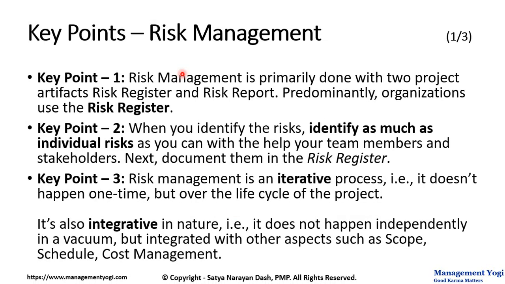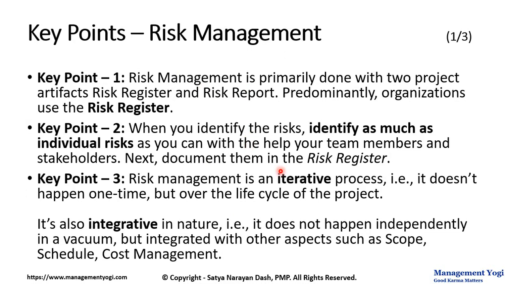Key point 1. Risk management is primarily done with two project artifacts, risk register and risk report. Predominantly, organizations use the risk register. Key point 2. When you identify the risks, identify as many individual risks as you can with the help of your team members and other stakeholders. Next, document these risks in the risk register.